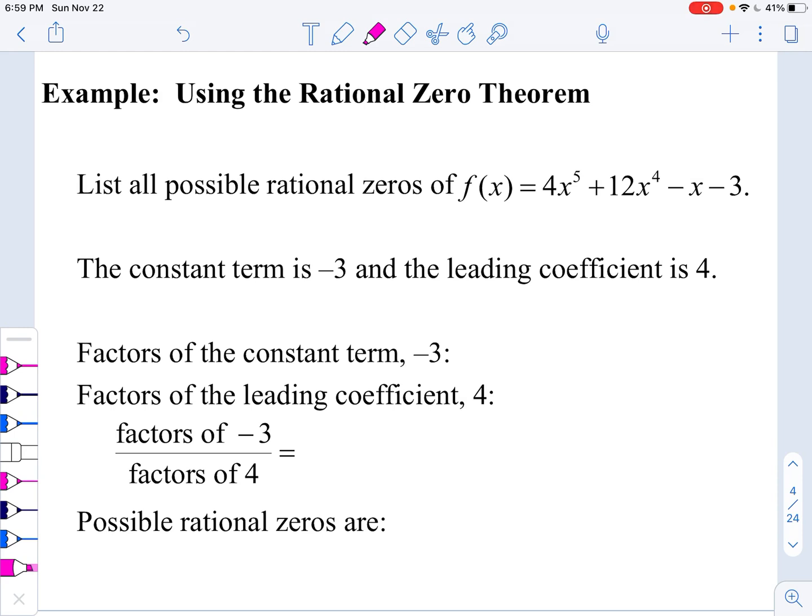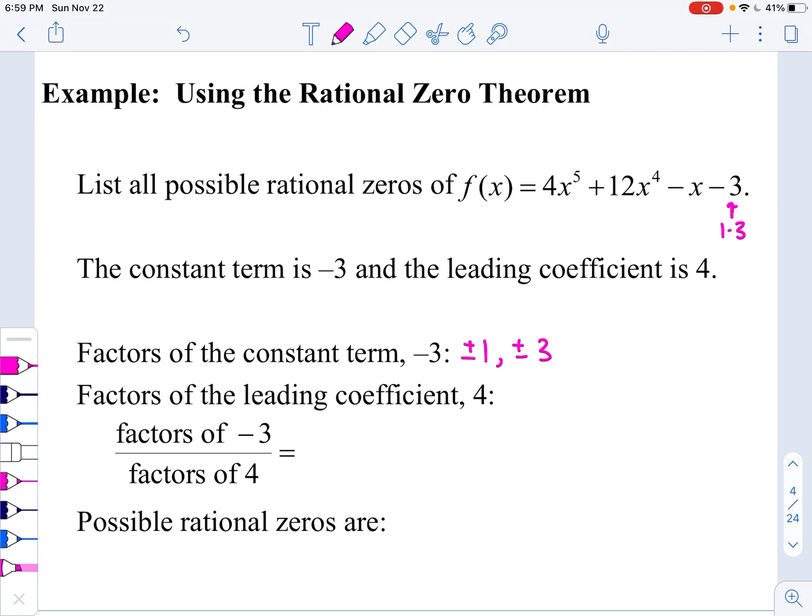Let's break those down. If I look at my negative 3, I'm not going to worry about positives or negatives. I'm just going to look at what would make a 3. What times what makes a 3? The only way to make 3 is 1 times 3. So the factors of the constant term are positive or negative 1 and positive or negative 3. That's how we'll figure out the sign.